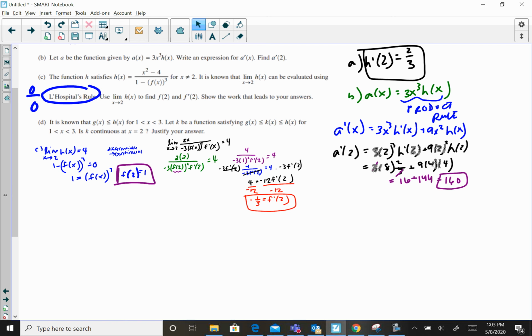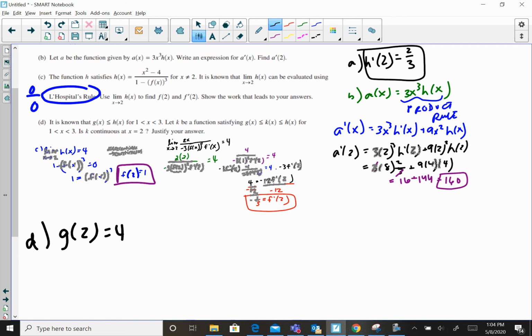All right, and then part D is a conceptual question. It says it's known that g of x is less than or equal to h of x for all x from 1 to 3. Let k be a function satisfying g of x is less than or equal to k of x is less than or equal to h of x between 1 and 3. Is k continuous at 2? Well, I know that g of 2 is 4. I also know that h of 2 is 4.